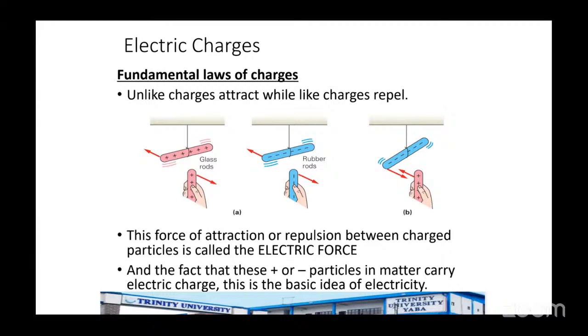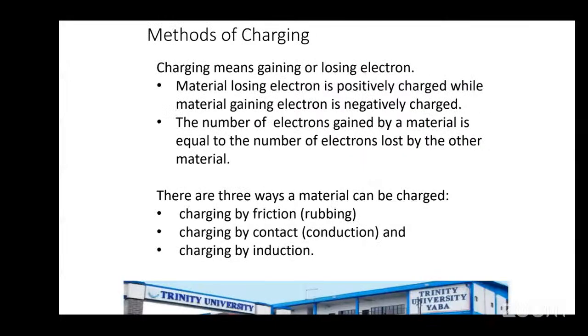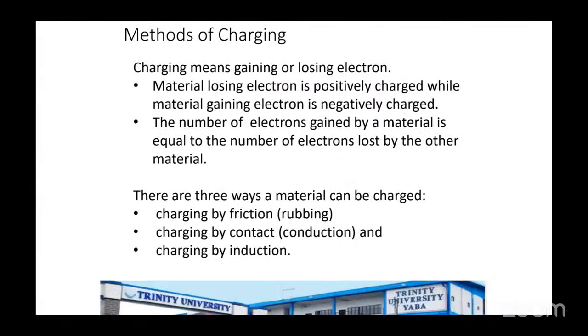So when two things are pulled together, there is an attractive force. When they are pushed away from themselves, that is a repulsive force. So a positive and a positive will repel, a negative and a negative will repel, but a positive and a negative will always attract.